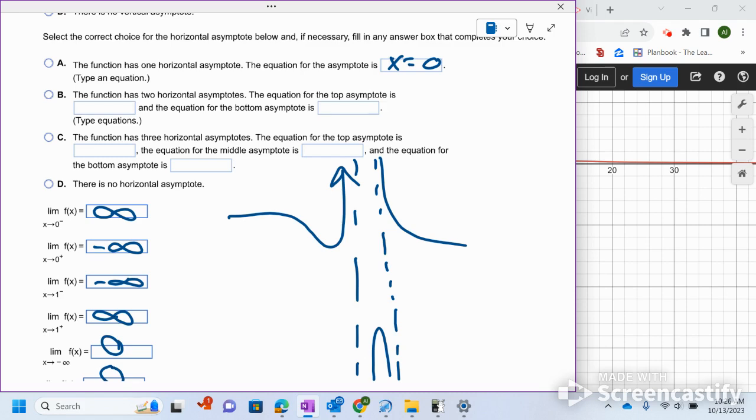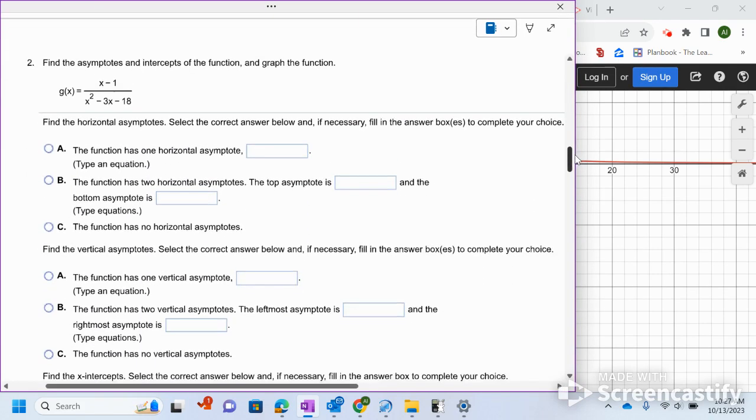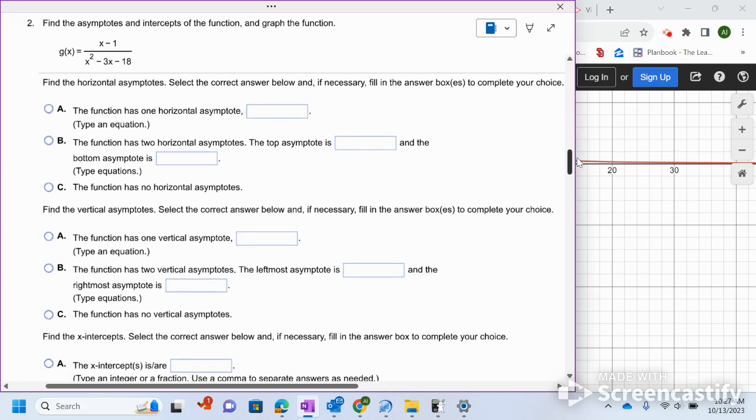Okay. So on one question, there's quite a few answers to put in. But they're answers that we can find either with a graphing calculator or with Desmos or whatever. Okay. Let's look at another one that's very similar to that.